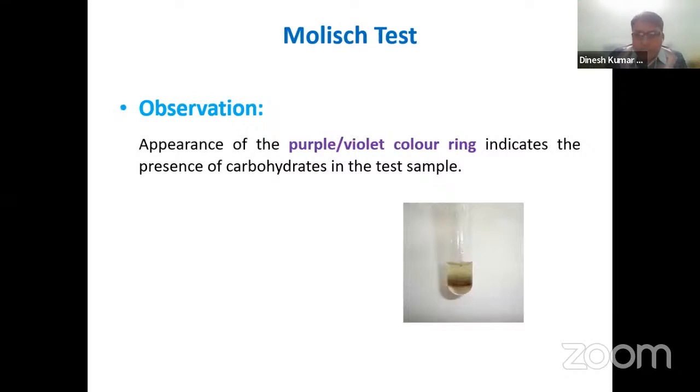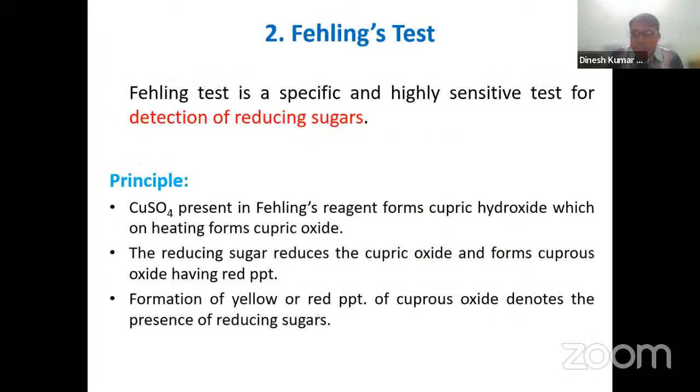The appearance of a purple or violet color ring indicates the presence of carbohydrate in the test sample. See, the ring is formed at the junction of two different solutions. So this indicates a positive test. If the sample is giving a positive test, then we can perform another test, that is, whether the sugar is a reducing sugar or non-reducing sugar.